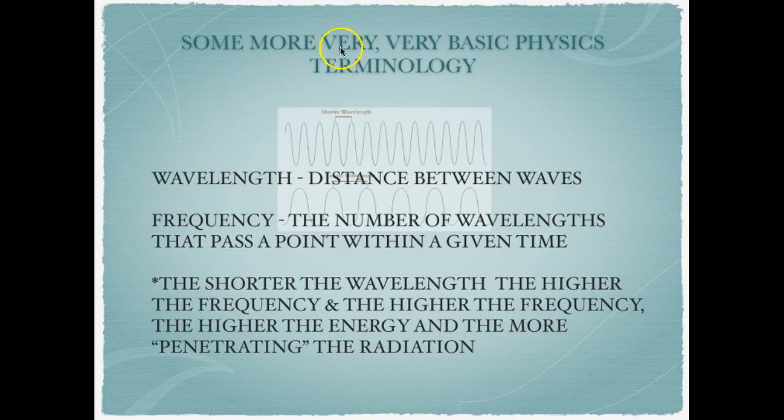Some more very basic physics terminology. One of them is wavelength. So when X-rays are actually produced, they travel in waves, but they travel in a straight line in these waves. And the distance between the waves is called wavelength. You could think of these waves and wavelength.